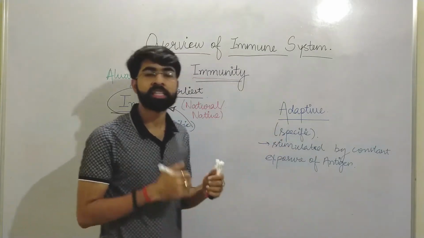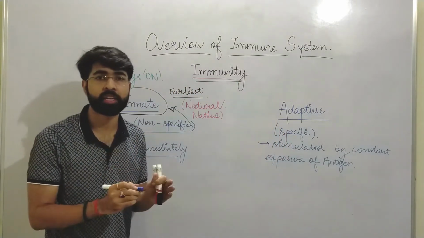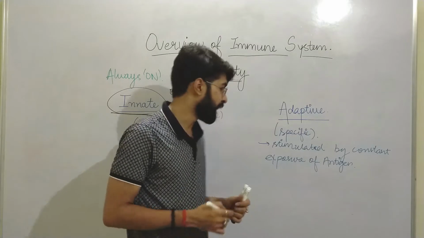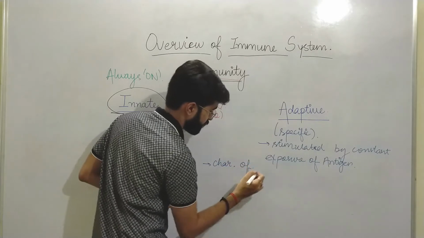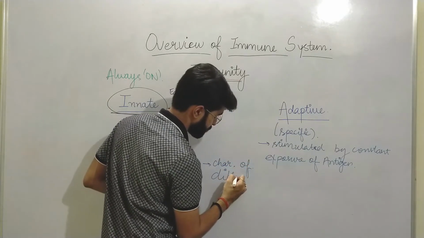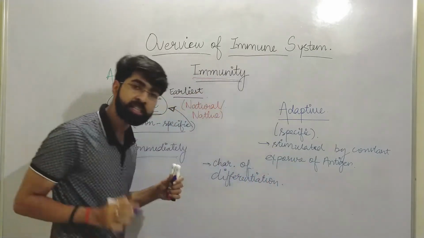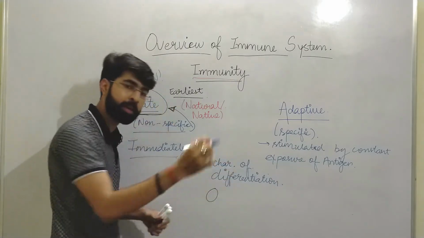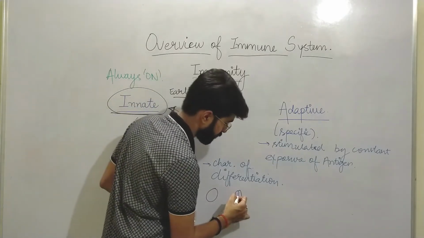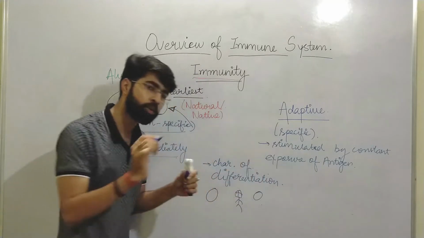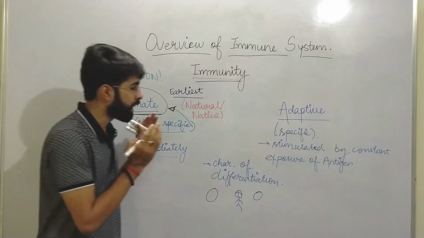This adaptive immune system is really specific, and it has a very good characteristic of differentiation. That is, it can easily differentiate whether it is a type A bacteria, type B virus, or fungi. It can totally differentiate which type of antigen is there, and accordingly it will act.